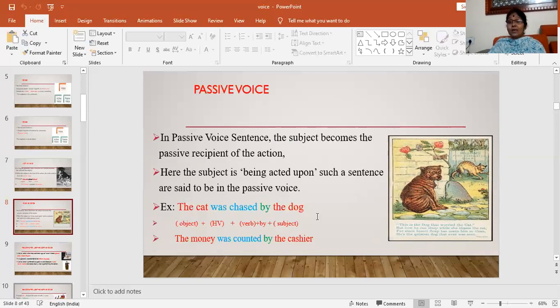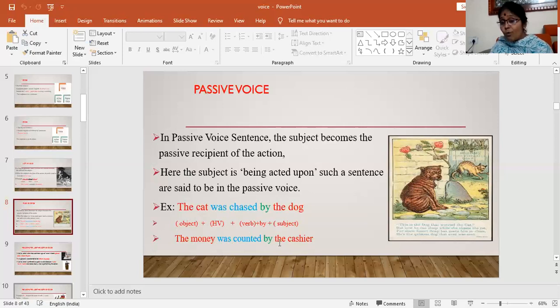Now, in passive voice, what will happen? Your object will become the subject and your subject will become the object. But here, I have written the formula in the reverse way. I wrote that in a passive voice, the object will take the first place and the subject will take the second place, right? But actually this is the subject and this will become the object. But for a better understanding, for us not to forget this, this is the tip that I'm giving. If you write this formula like this, you will understand it better.